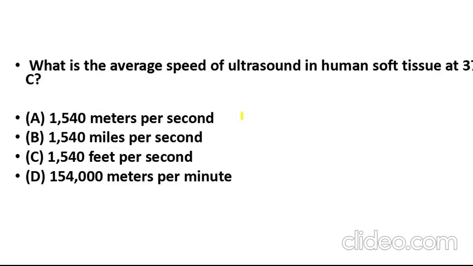So next MCQ, what is the average speed of ultrasound in human soft tissue at 37 centigrade? Option A, 1540 meters per second, 1540 miles per second, 1540 feet per second, or 1,54,000 meters per minute. So the correct answer is 1540 meters per second, option A.